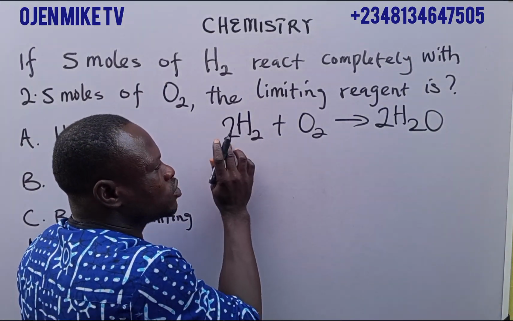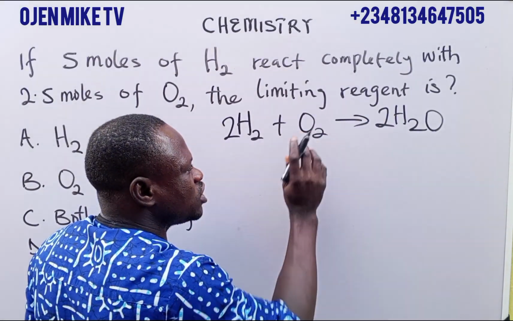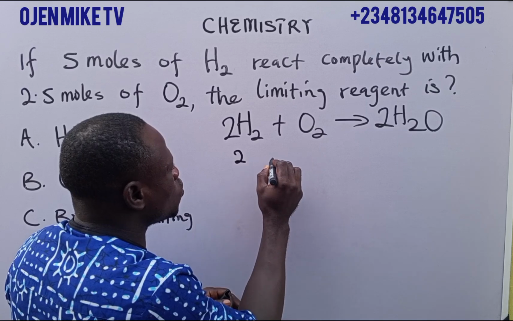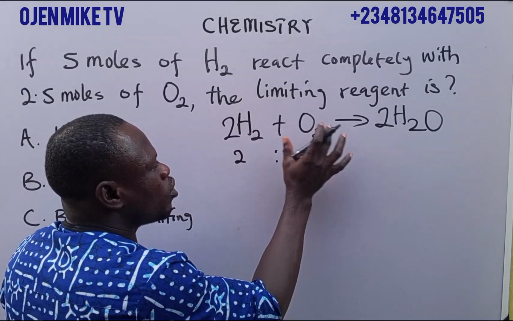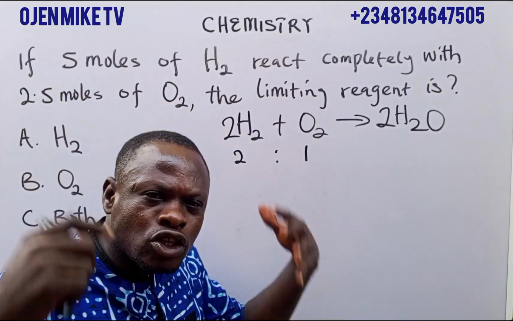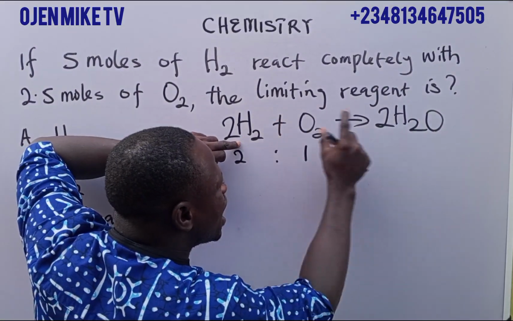So if you put 2 here, hydrogen here is 4. Hydrogen is 4. Oxygen here has this 2 in front, and oxygen here is just so. Oxygen is balanced. So the ratio is 2 to 1. We are comparing these two, we are not comparing this one.